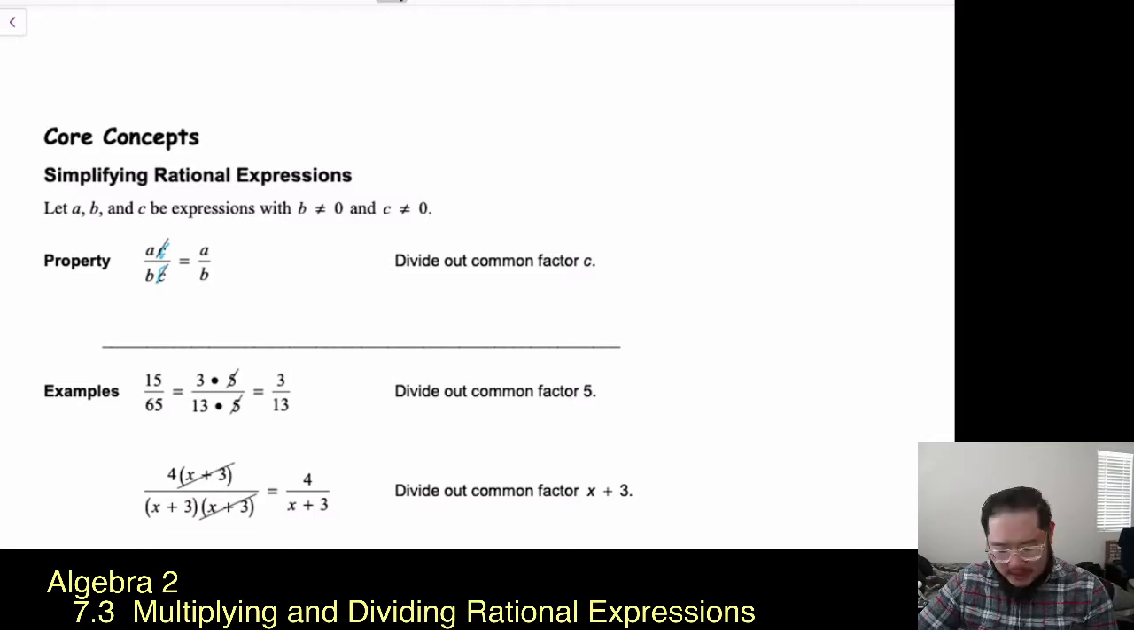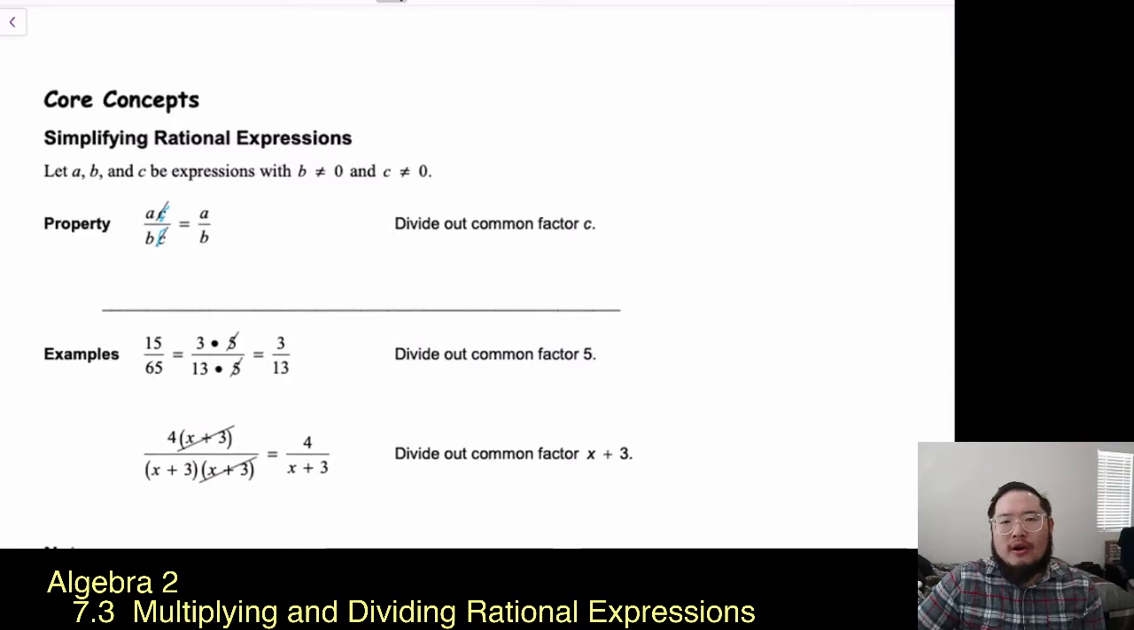Once again, we talked about rational expressions in 7.2: they are fractions that involve variables in the denominator. Rational, fractions, ratio, okay? In this second example, we always want to try to factor out as much as we can. Once we factor things out, that's when we can start cross-canceling or reducing to get our final answer.